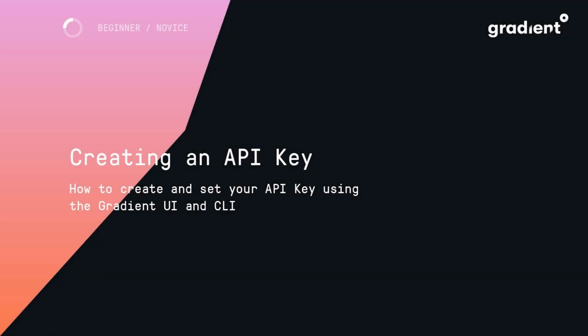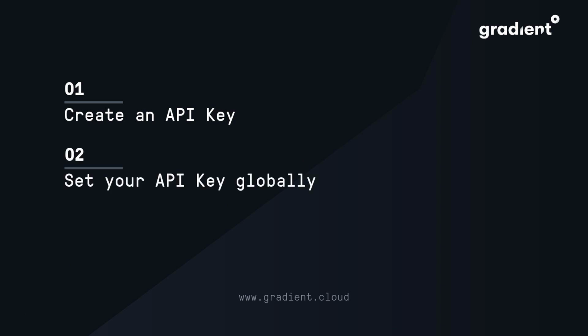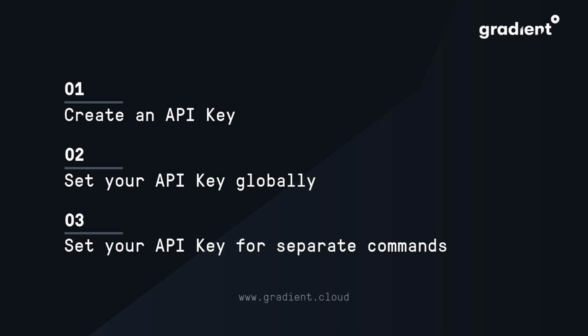Create an API key. API keys are used to authenticate your requests. You can either store your API key on your computer or include it for each command. In this tutorial, we'll see how you can create your own API keys, then set your active API key globally or for each separate command.